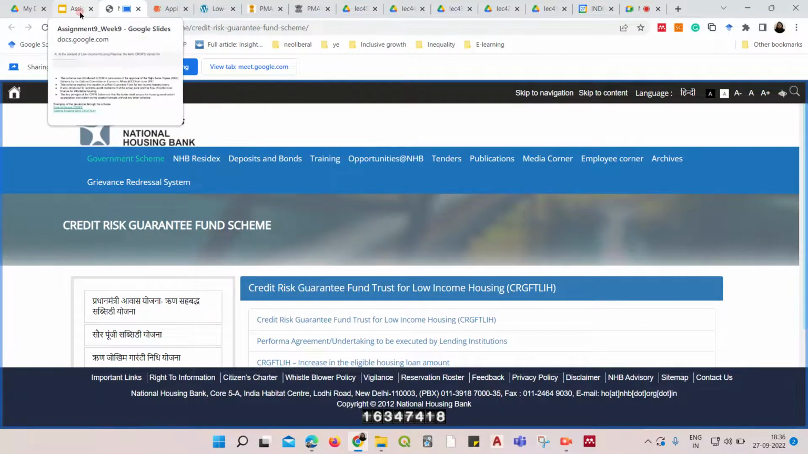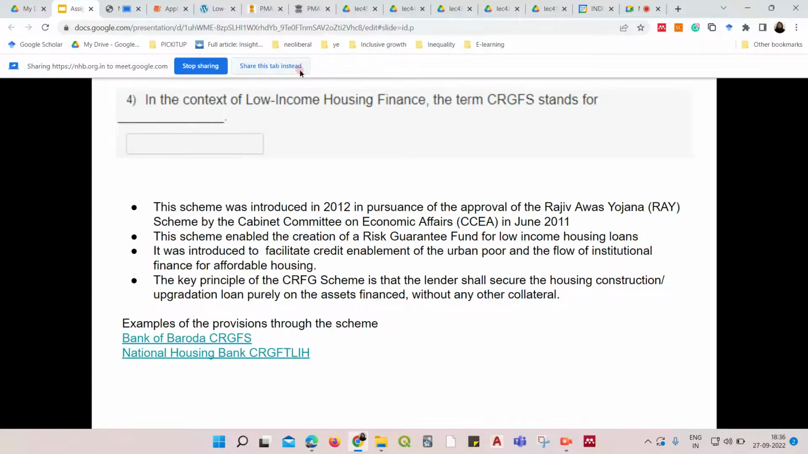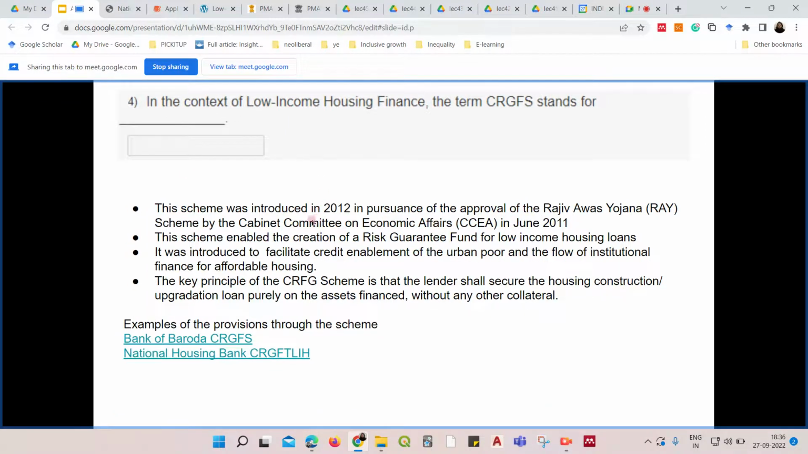So you can see that in your own time, and you can see what this scheme entails, what the different components are, and I'm sure that will help you to know what this term stands for, and it will help to answer this question.